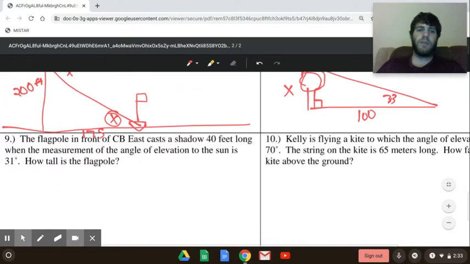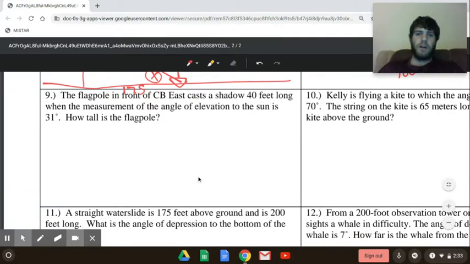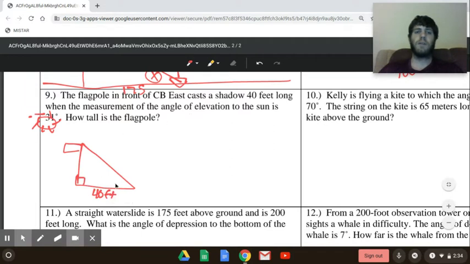Right? The flagpole in front of CB East casts a shadow that is 40 feet long. So we have a flagpole. All right, and here's the sunshine. Again, shadows are on the ground, so if it casts a shadow, the shadow length is going to be on the ground, so 40 feet. When the measurement of the angle of elevation of the sun is 31 degrees, how tall is the flagpole? So there would be your right triangle setup there.